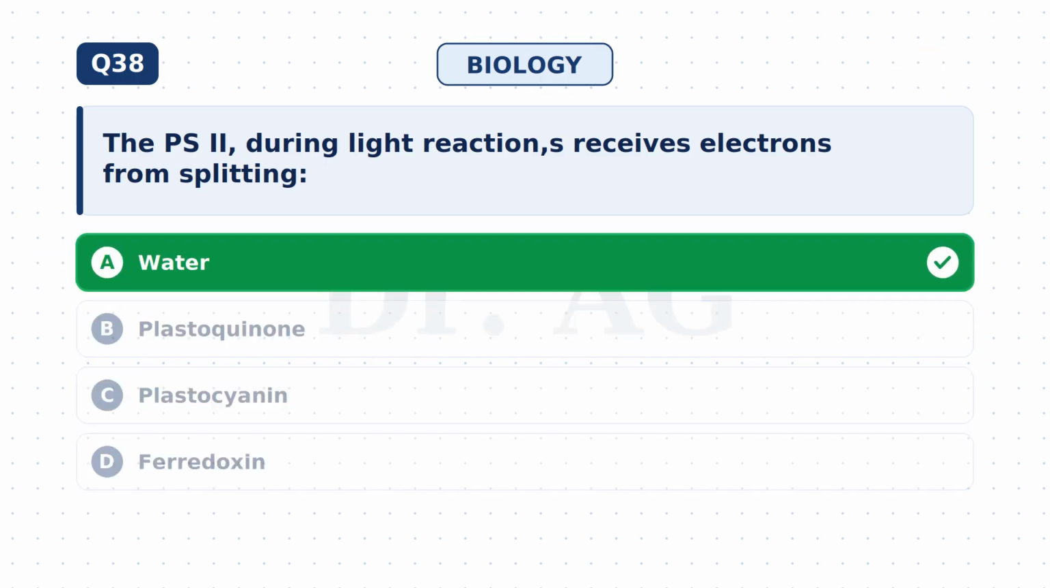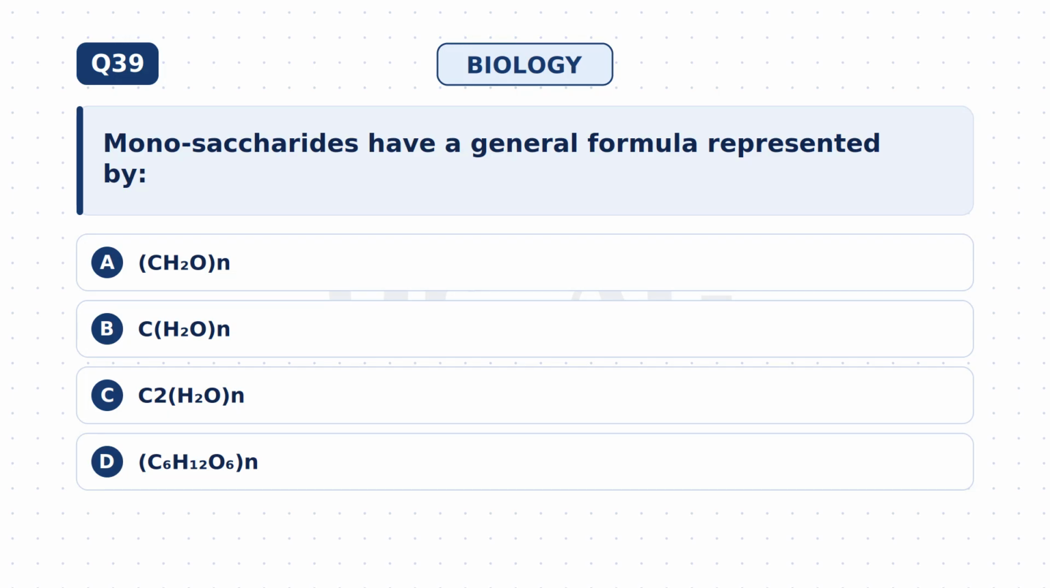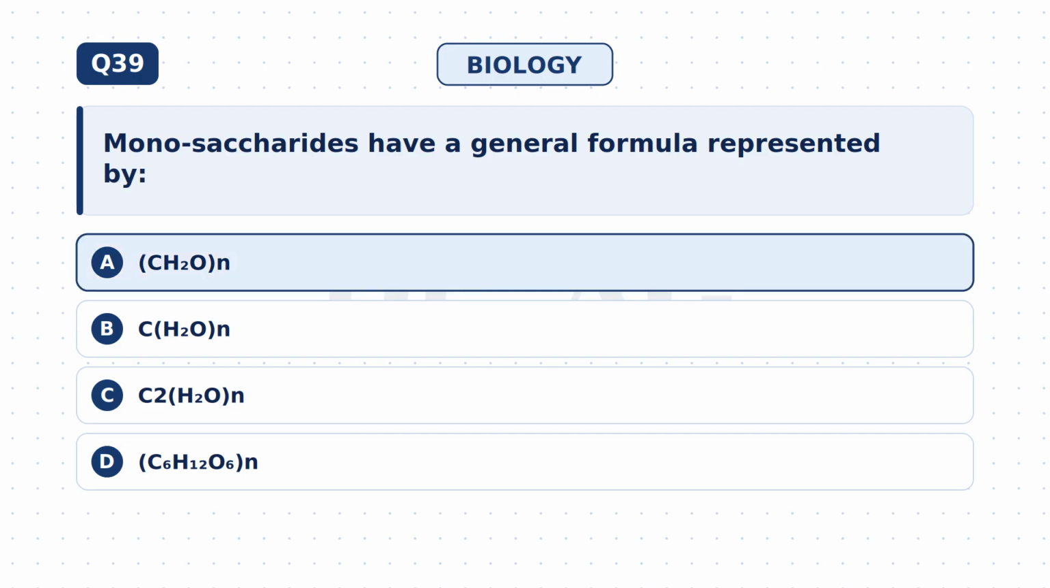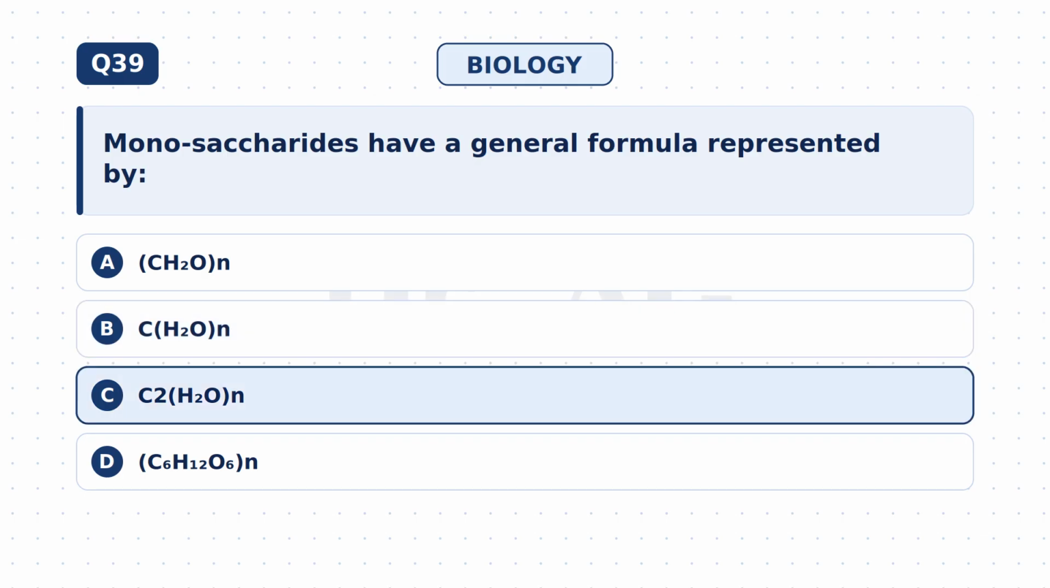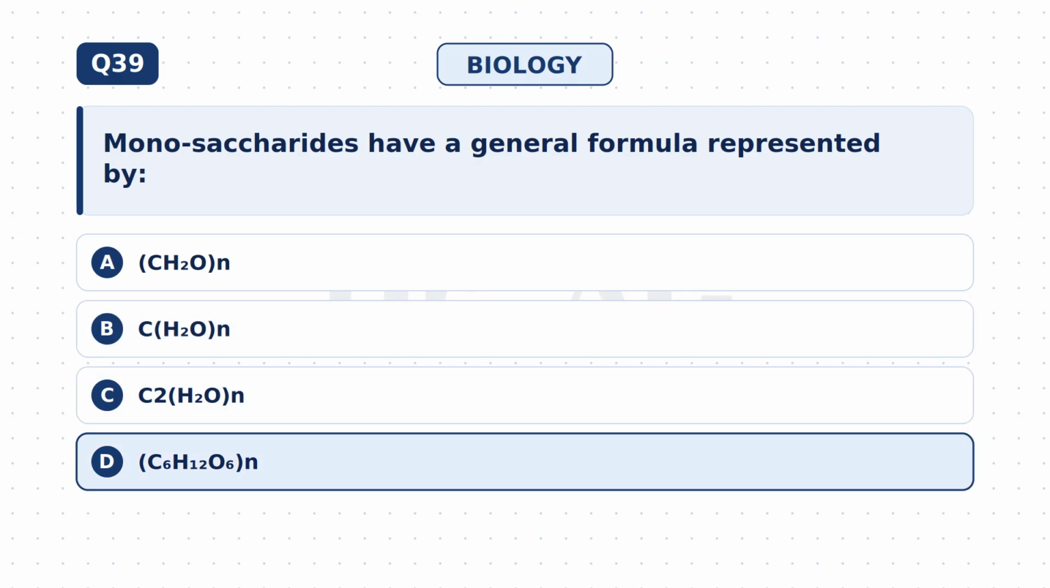The correct answer is A, water. Question 39. Monosaccharides have a general formula represented by: Option A, CH2On. Option B, CnH2On. Option C, C2H2On. Option D, glucose n.